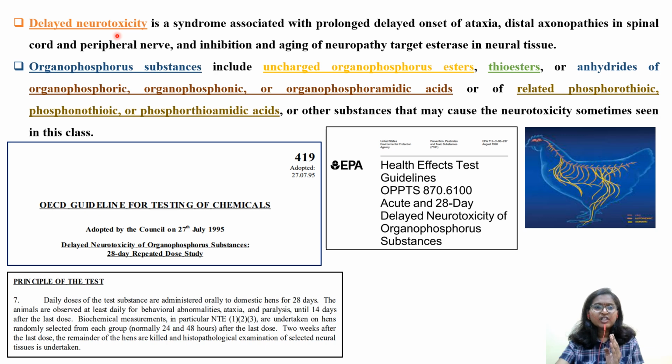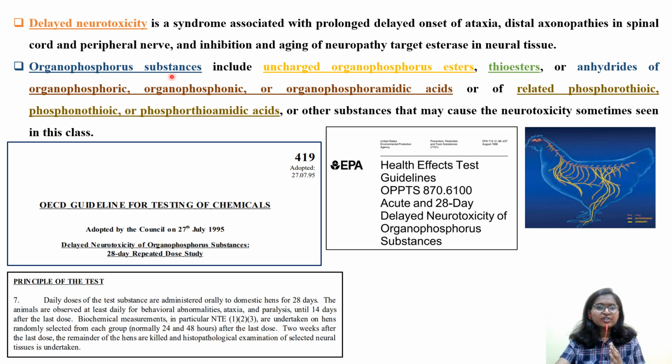What is happening exactly in the case of delayed neurotoxicity is that there will be a delayed onset of ataxia, distal axonopathy. If you look at the nervous system, our entire neuron is made up of a myelinated sheath, axon, and dendrites. Based on which part of the neuron is affected, there will be a pathy, which is something related to disease. So here in axonopathy, the site of action is the axon. It is also important to understand proximal and distal. Here it is towards the end of the neuron. That is why it is called distal axonopathy, in the spinal cord and peripheral nerve. Inhibition and aging of neuropathy target esterase, that is, aging-related esterase inhibition, you will also learn in detail in this particular video.